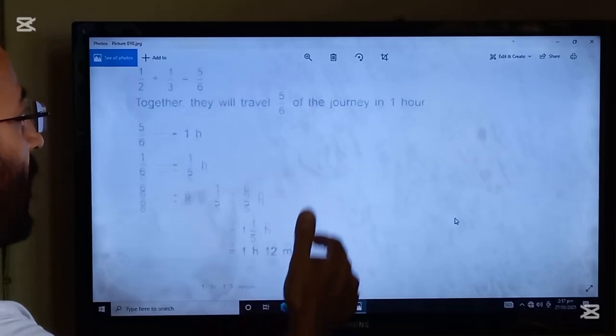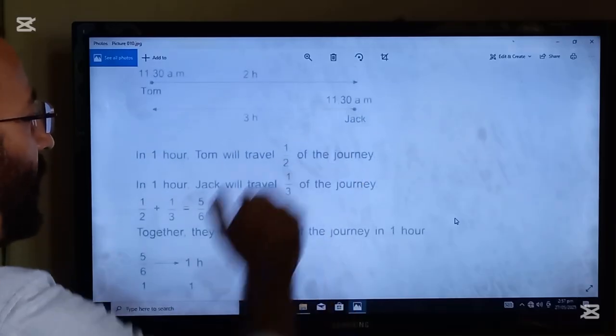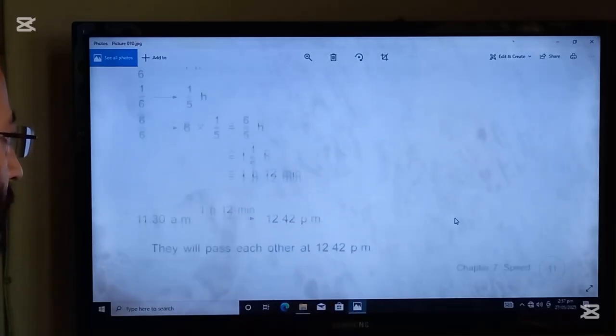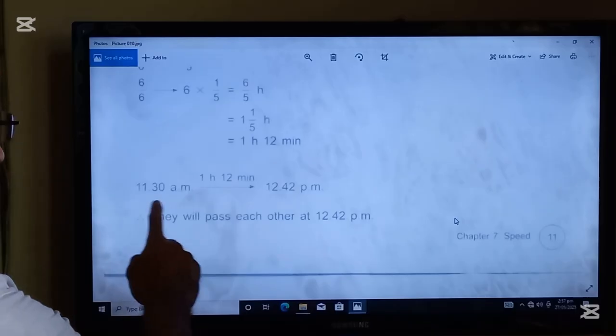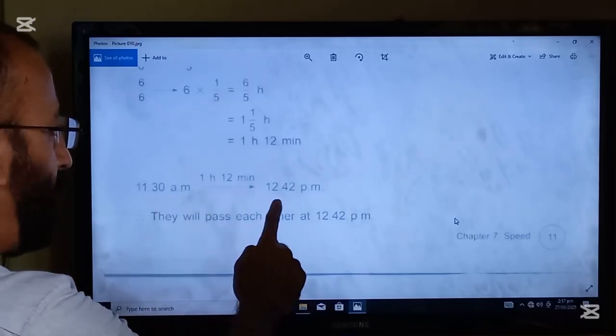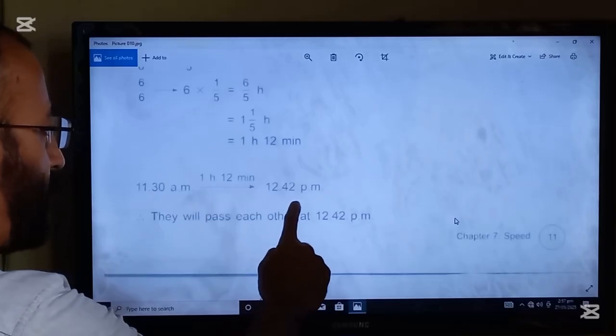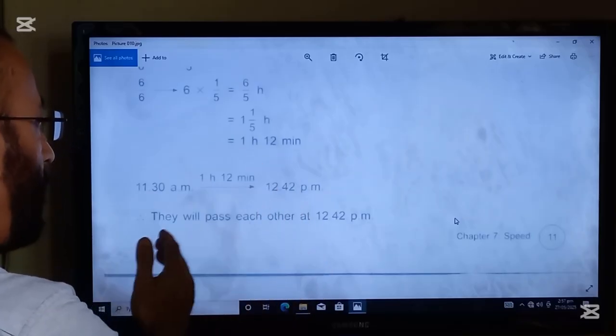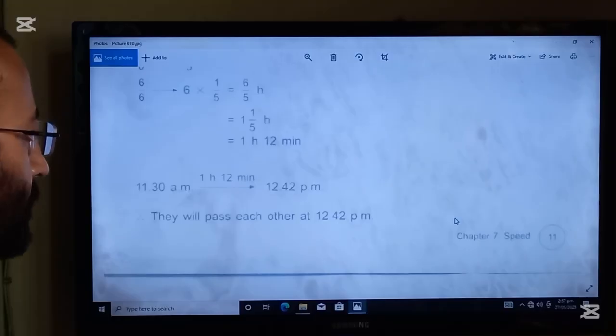Okay, and if they have started their journey at 11:30 a.m., now add this time into 11:30, the time will be 12:42. So this is the time they will pass each other.